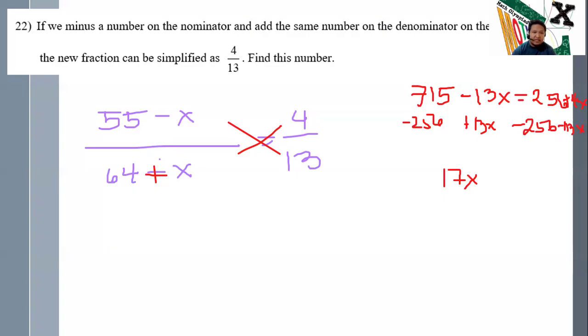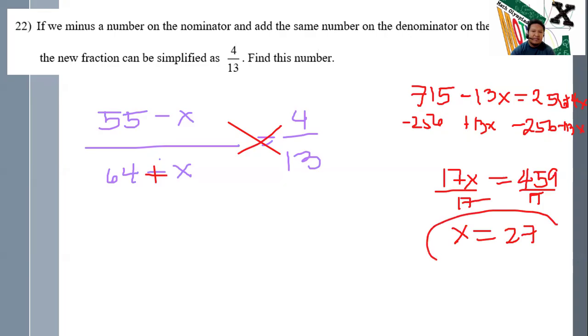minus 256, and that will give us 459, right? 459. So if you divide 459 by 17, your x will become, 459 divided by 17, that will become 27. So the correct answer for this question is actually 27.